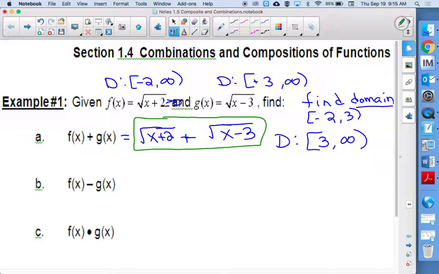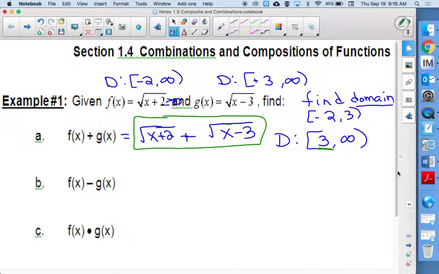Same thing with 0. If I plug a 0 in here, I can't take the square root of negative 3. The first number that works, that I could plug in, is 3. So even though the one on the left has a larger domain, the overlapping piece that would apply to both would be from 3 to infinity. So you're looking at the answer and trying to see what would be the domain of both of those pieces combined together. Questions? So really the one with the smaller domain is the one that applies to both.